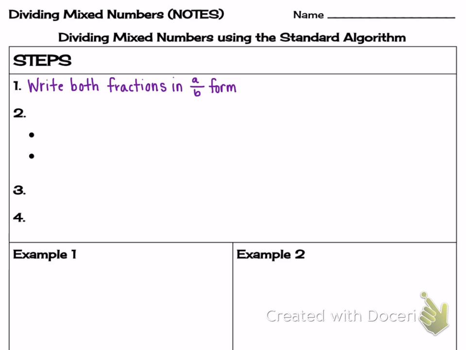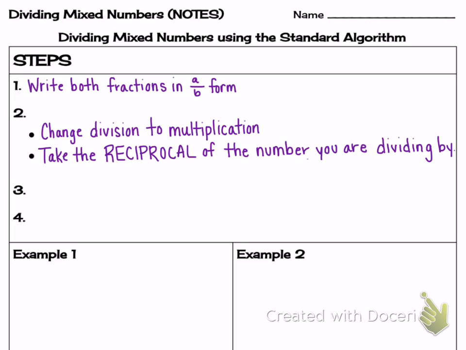In the second step, we're going to take the division problem and we're going to make it a multiplication problem. We do that by doing two things. First, we change the division symbol to a multiplication symbol. After you've changed division to multiplication, you need to take the reciprocal of the number that you are dividing by. Remember, you are taking the reciprocal of the second number. You do not ever take the reciprocal or flip over the first number.